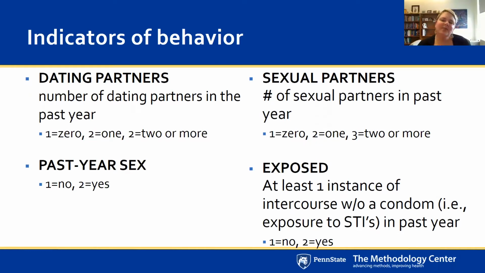So in this example, we were particularly interested in setting very severe cutoffs that would indicate any level of increased risk. So for dating partners, we looked at 0, 1, and then 2 or more. For past sex, it was either yes or no. Number of sexual partners, again, had a very strict cutoff to represent risk. So it was 0, 1, and then 2 or more. And then again, the condom exposure was yes or no, you were potentially exposed to an STI at all by even 1 instance of unprotected sex.